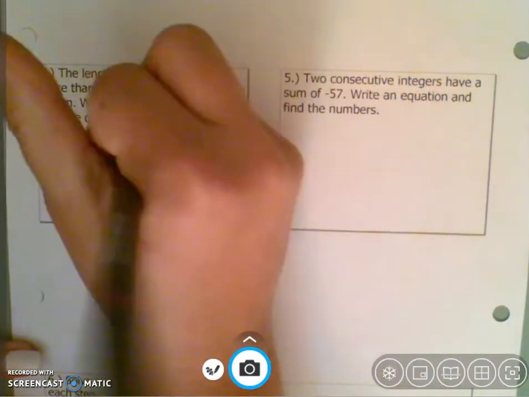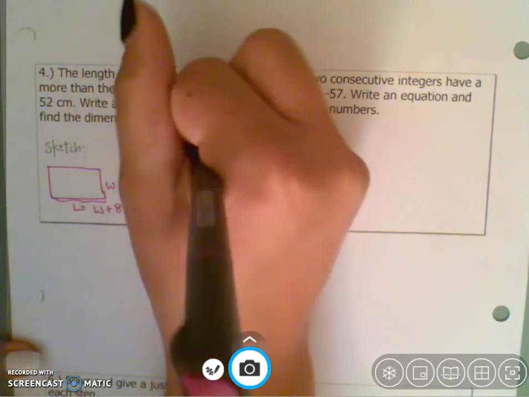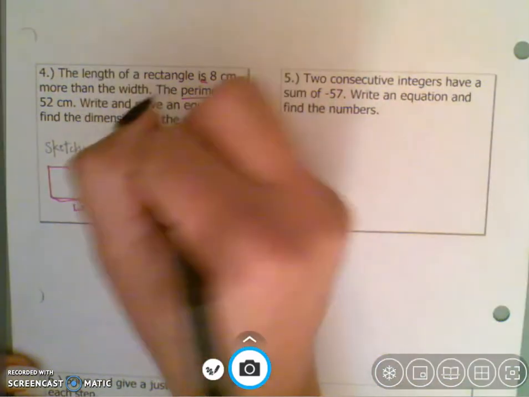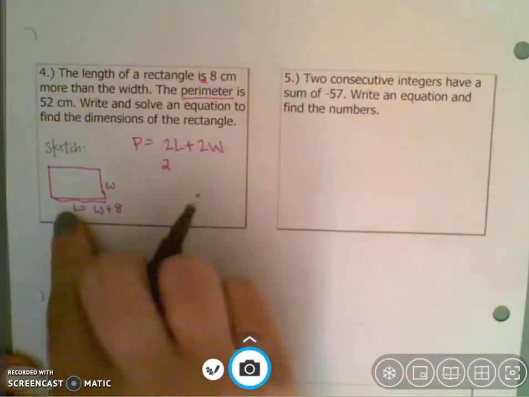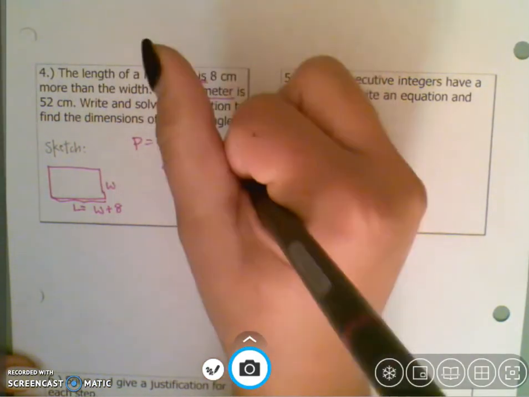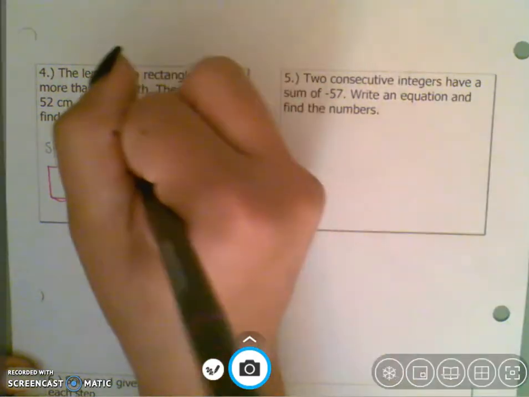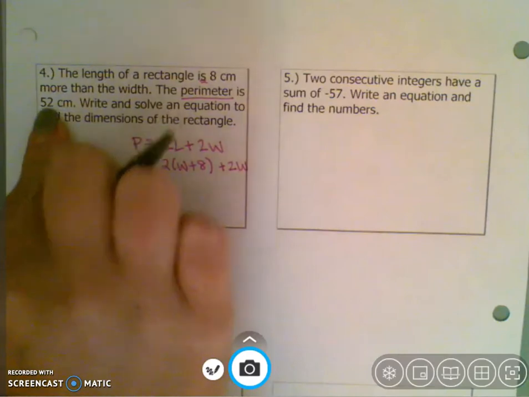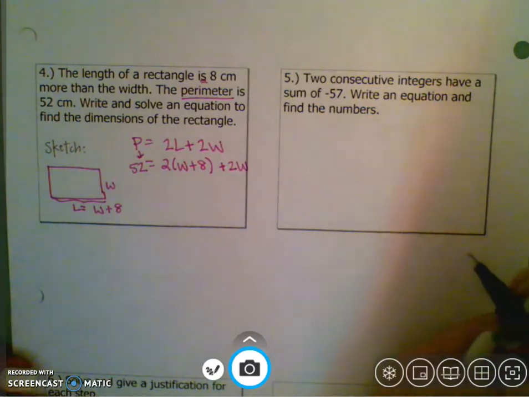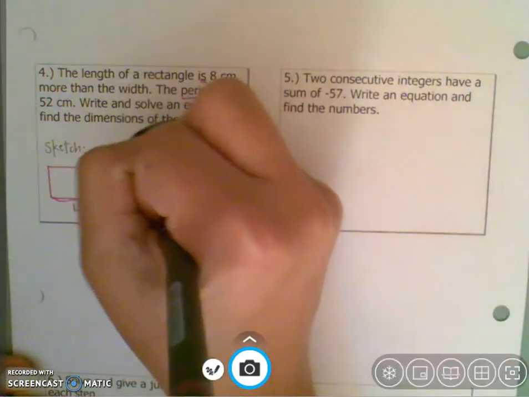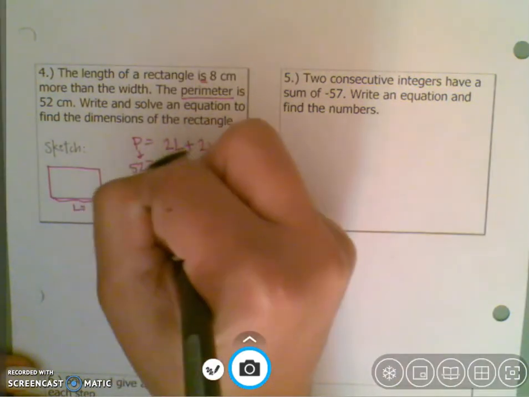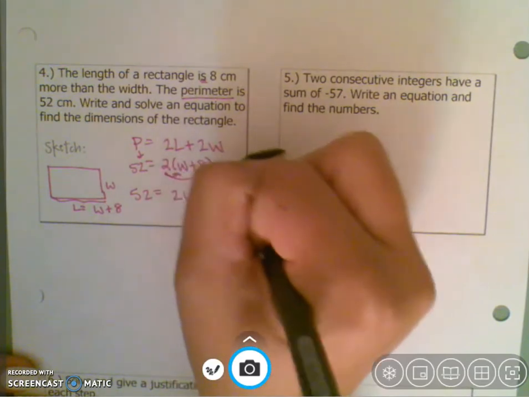So it tells me the perimeter. The perimeter is 2L plus 2W. We use this last unit. So 2L, though, L is W plus 8, plus 2W is just 2W. But I also know the perimeter is 52 in the problem. So just like before, we have to distribute something. So I'm distributing this 2. 52 equals 2W plus 16 plus 2W.